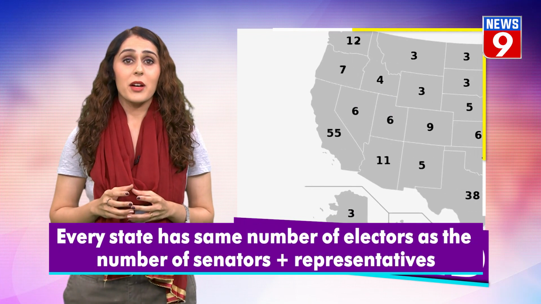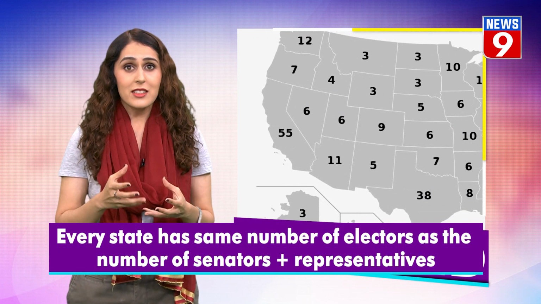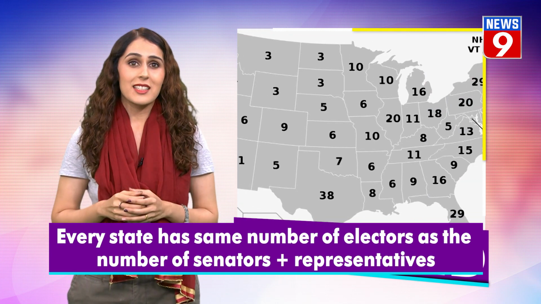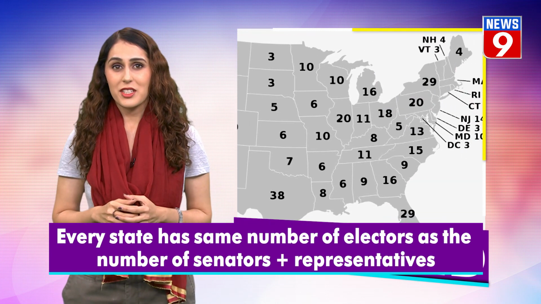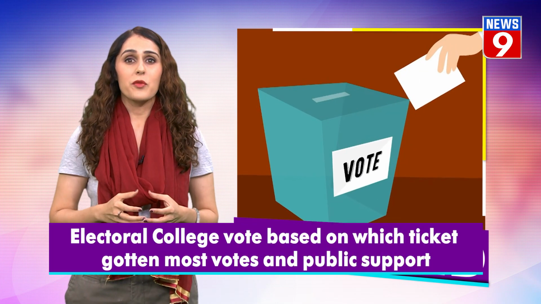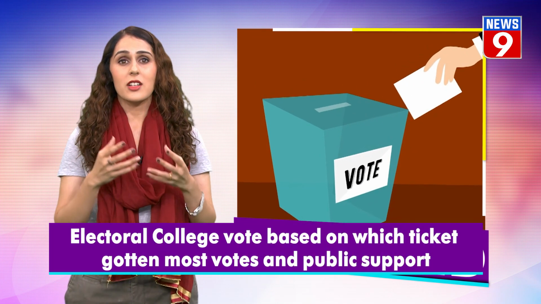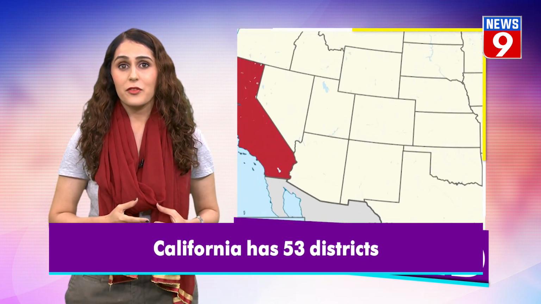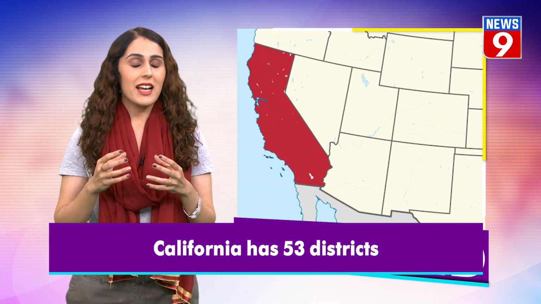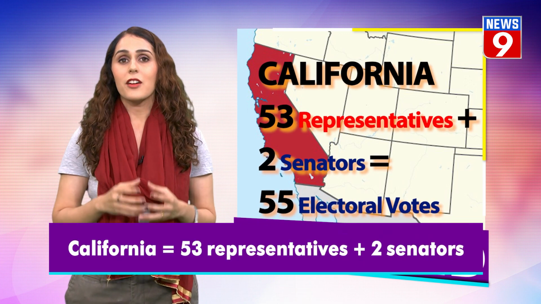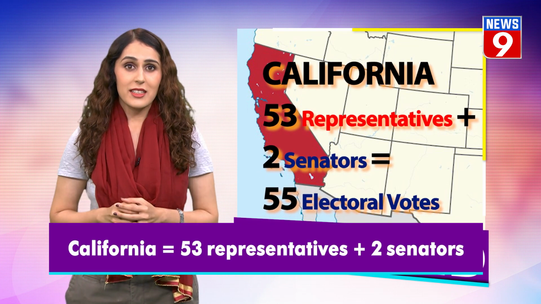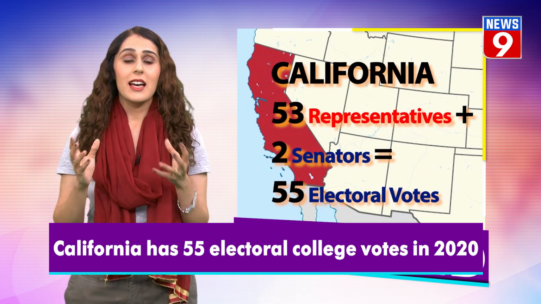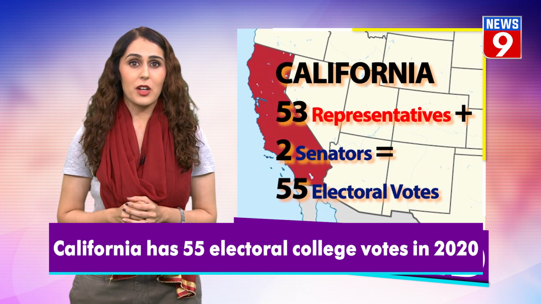A state has the same number of electors as the number of senators, remember that's 2 senators per state, and representatives, remember that's the number that varies as per the population of the state. Now, the Electoral College will vote for the presidential ticket which has gotten the most votes and public support. Let's go back to the example of California, which for the 2020 election has 53 districts. This means that there are 53 representatives and 2 senators. Therefore, California will have 53 reps plus 2 senators. That's a total of 55 Electoral College votes.